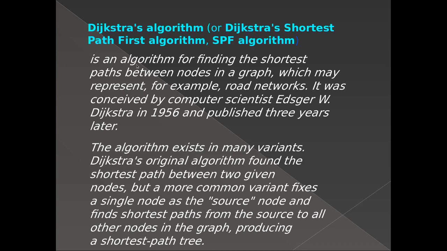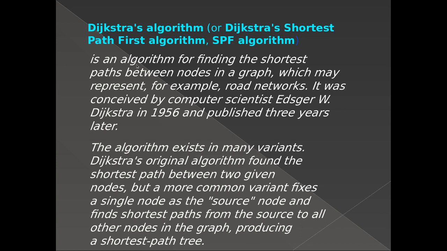distance from the source. For a given source node in the graph, the algorithm finds the shortest path between that node and every other. It can also be used for finding the shortest path from a single node to a single destination node by stopping the algorithm once the shortest path to the destination node is determined.